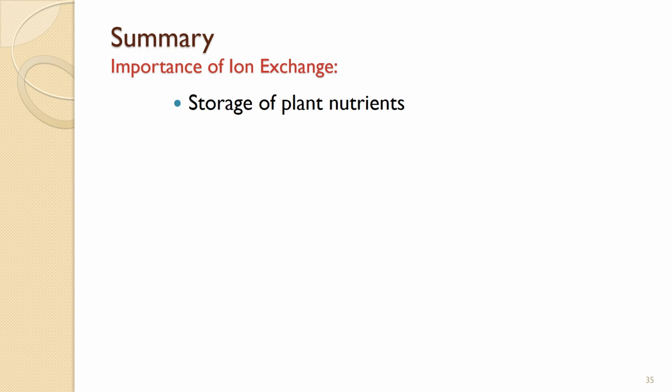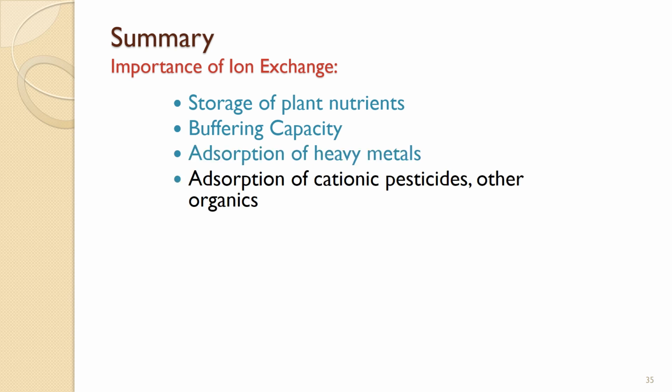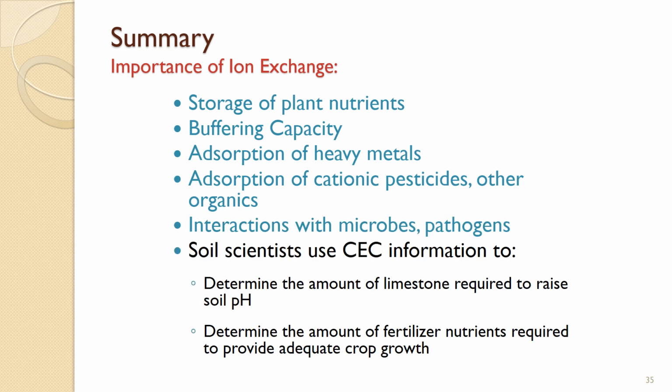In summary, ion exchange is important for the storage of plant nutrients, for providing buffering capacity, for providing adsorption of heavy metals, for providing adsorption of cationic pesticides and other organics, and for interactions with microbes and pathogens. Soil scientists use cation exchange capacity information to determine the amount of limestone required to raise soil pH, as well as to determine the amount of fertilizer nutrients required to provide adequate crop growth.